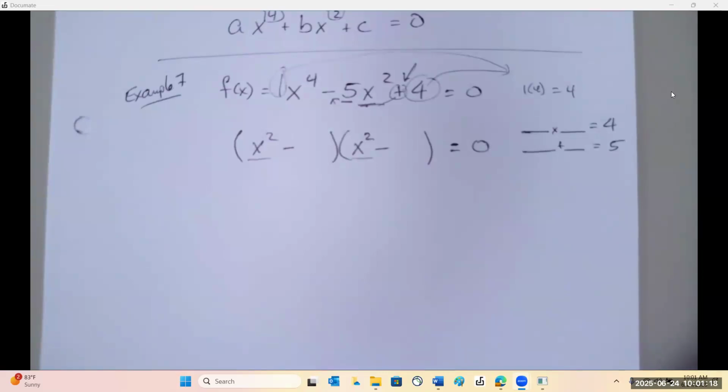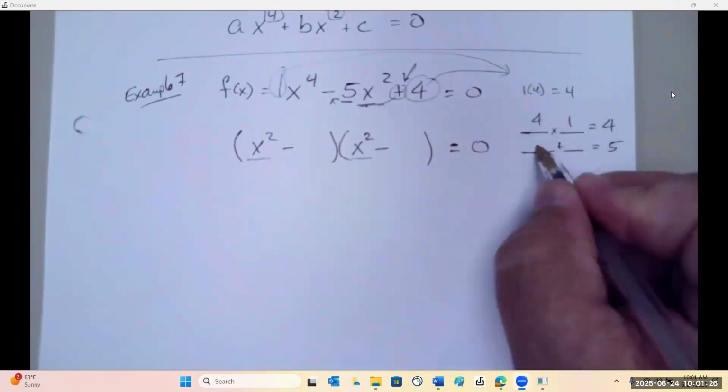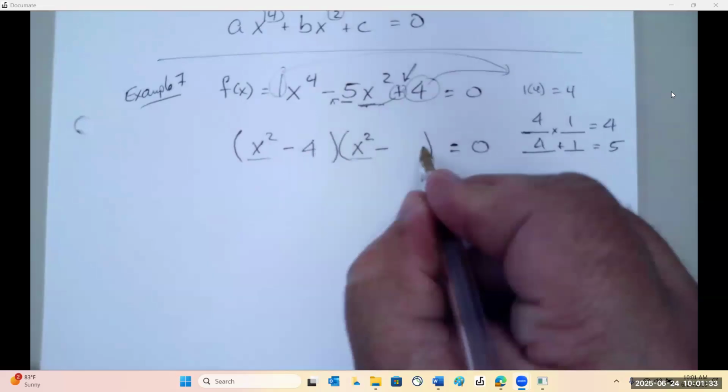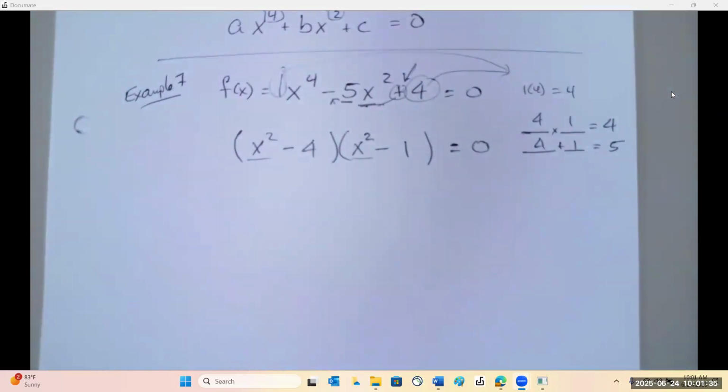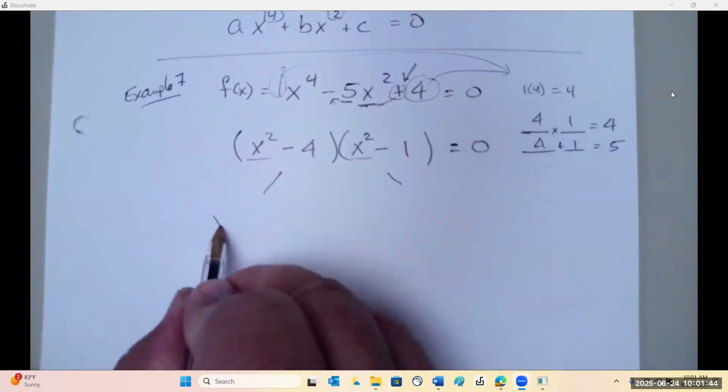Nope. You're overthinking. 4 and 1. 4 times 1 is 4. 4 plus 1 is 5. So I put 4 and 1 in here. I set both of these equal to 0.